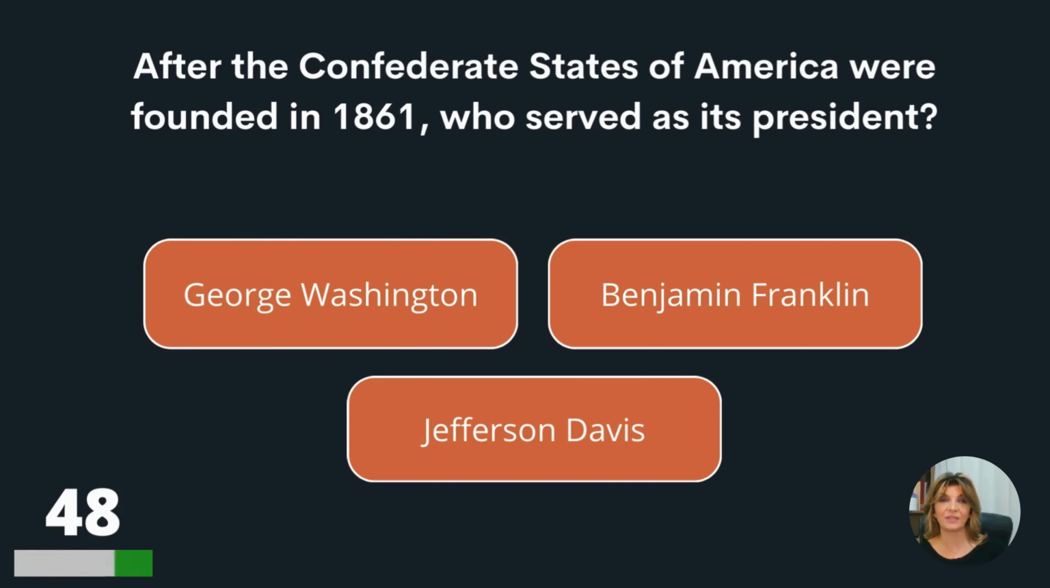Question 50. Which jazz musician is honored by a memorial in Central Park, New York, unveiled in 1997? B.B. King, Charles Brown, or Duke Ellington? Duke Ellington.